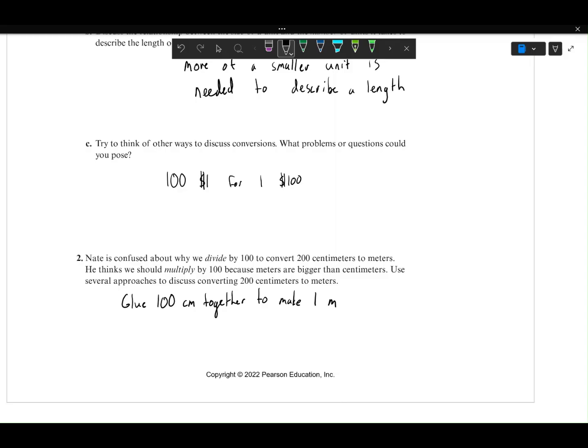So you can think of gluing and cutting. You can think of an exchange or fair trade. See if you can think of any others. Those are the main two I use when I discuss unit conversion.